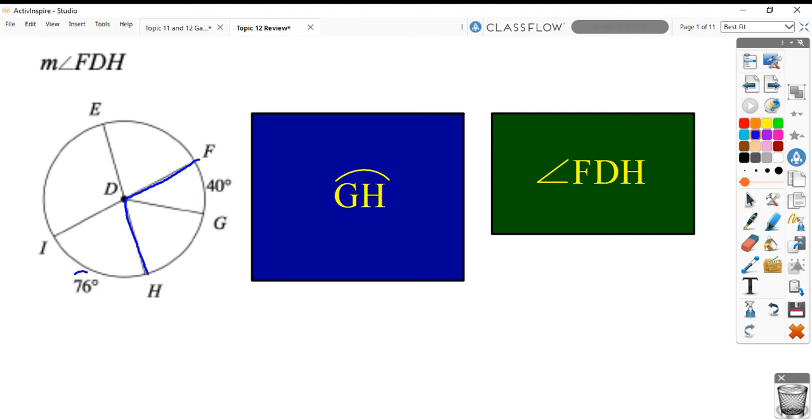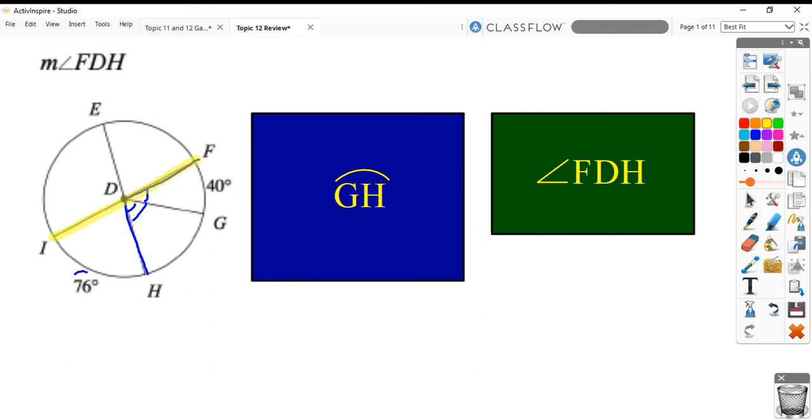And we can tell looking at this diagram that angle FDH is going to be the same as if you added together this 40-degree angle right here plus this missing part right here. That missing part is what we're going to be looking for. Something else that I notice in this diagram is that as you look across, going from I to F, I see a diameter of the circle.